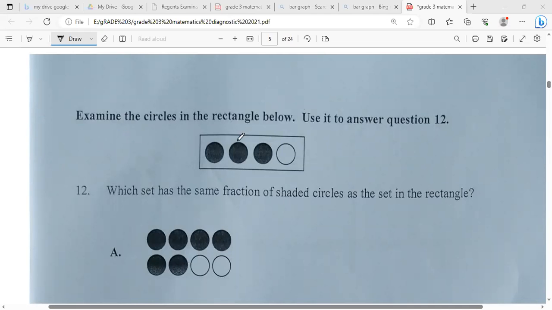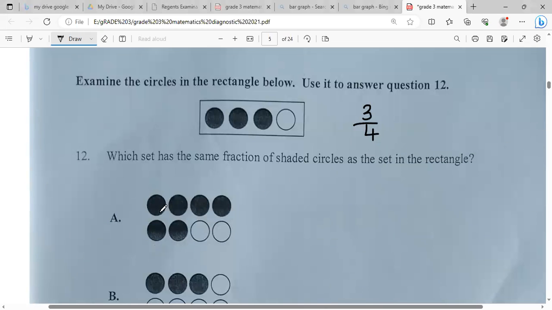All right, guys, so first we look at what fraction this is. So we have a total of 4 circles. So that's our denominator. And 3 is shaded. So the fraction that we're looking for is 3/4, right? Okay, so which is the same. And here we have 1, 2, 3, 4, 5, 6, 7, 8. So the denominator would be 8. And how many are shaded? 1, 2, 3, 4, 5, 6. All right, so 6/8 can be reduced because we divide both of them. So that would give us 3/4. So our answer is A.